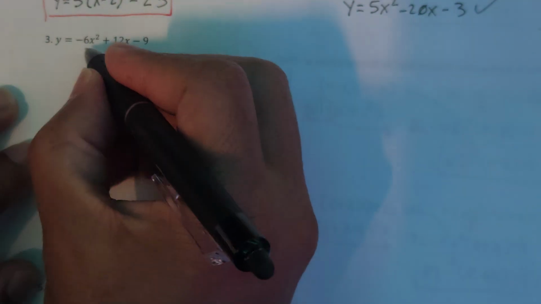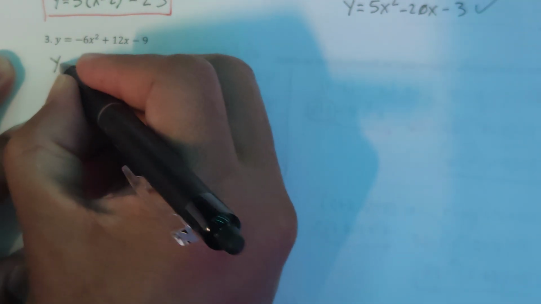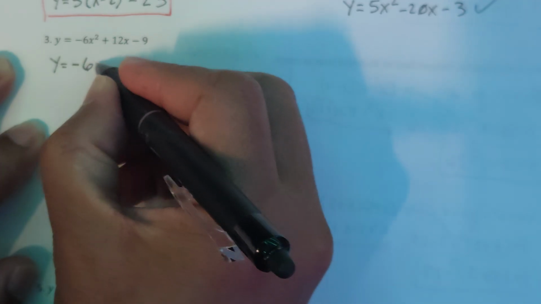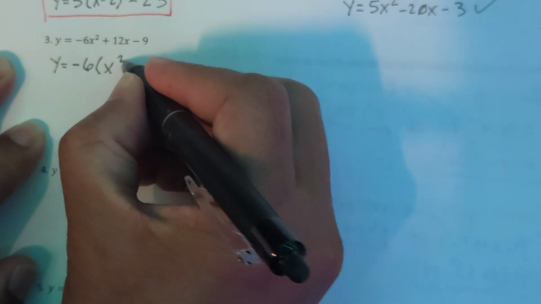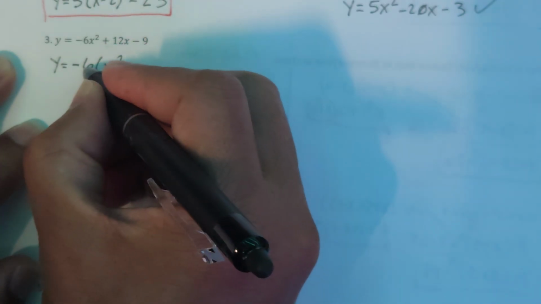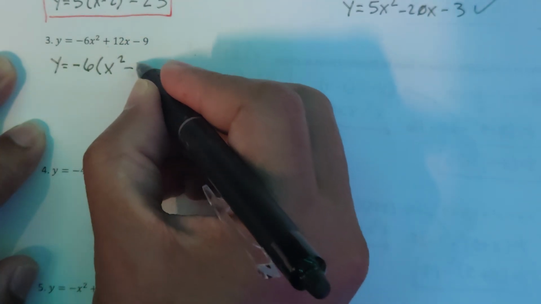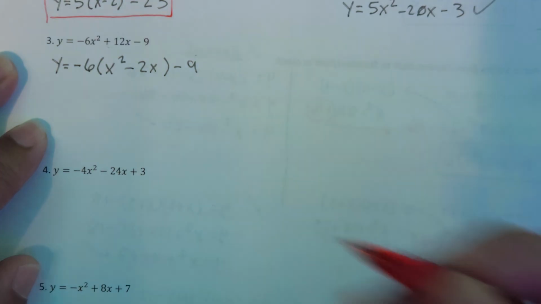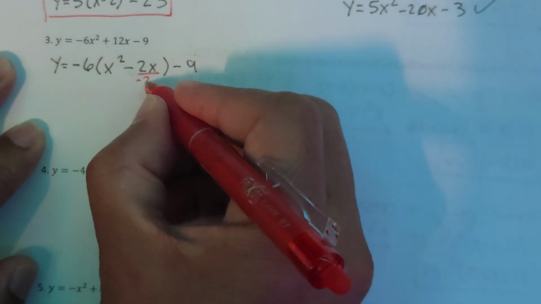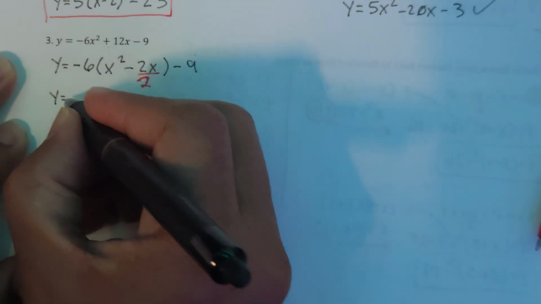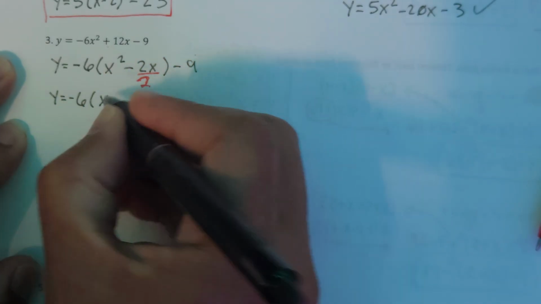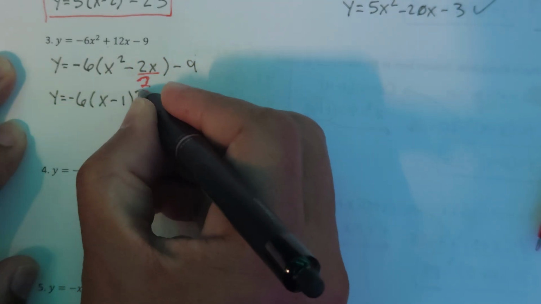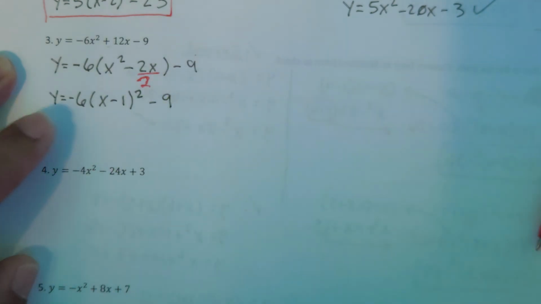So for this one, notice the value of a is negative. So y equals, factor out the negative 6. So then this becomes x squared. This becomes negative because I'm factoring out a negative, so it becomes minus 2x, and then minus 9 outside. Then, as we have done before, divide that by 2. So then the equation becomes y equals negative 6 times (x minus 1) squared minus 9.